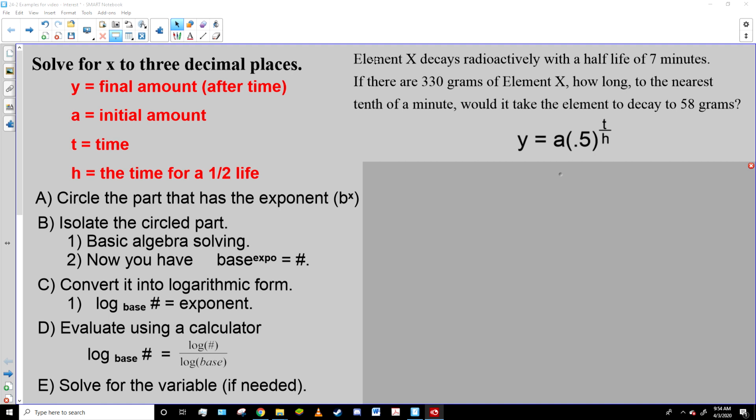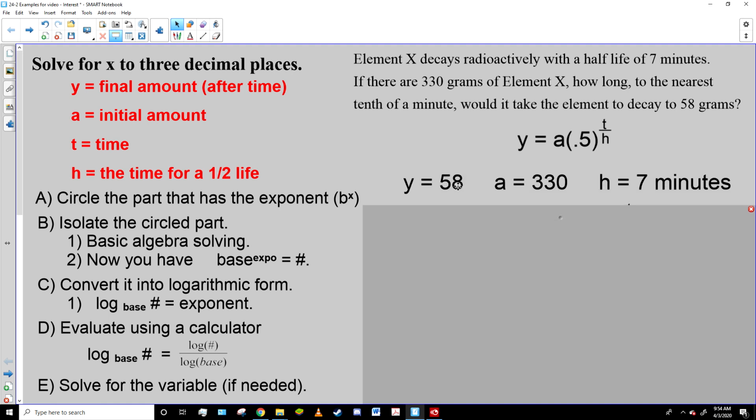And so here's our story. Element X decays radioactively with a half-life of 7 minutes. If there are 330 grams of element X, how long, to the nearest tenth of a minute, would it take the element to decay to 58 grams? And so here are our values. The final amount is 58, the initial amount is 330, and the half-life time is 7 minutes. So we just plug those in, and I end up with this.